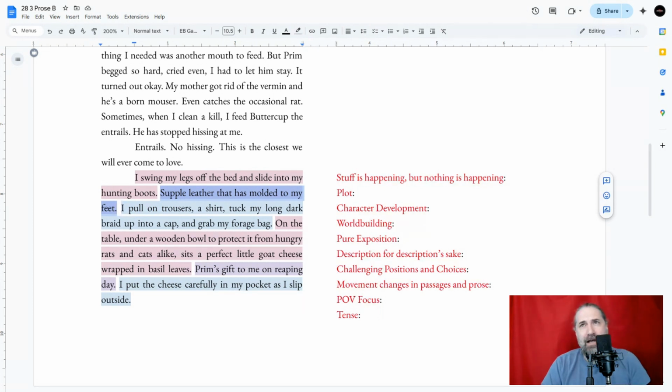This is the character development, okay? And plot. Well, more character development than plot, but because supple leather that has molded to my feet, saying that she has done this a long time. All right. She just pulls up her trousers. Okay, we understand it. Oh, she's putting her braided hair into a cap and she grabs her forage bag.